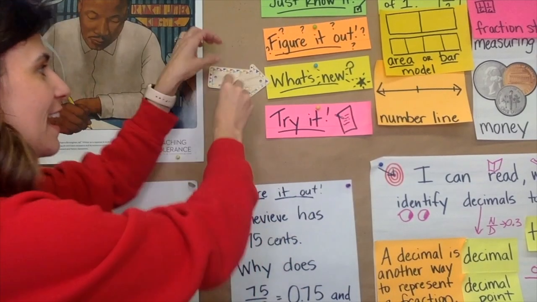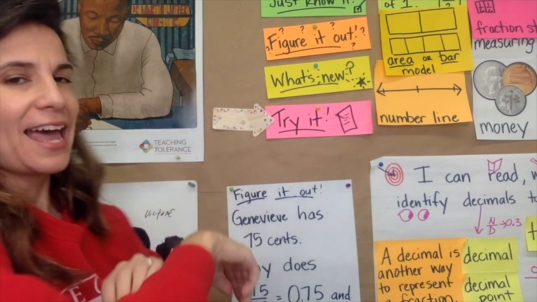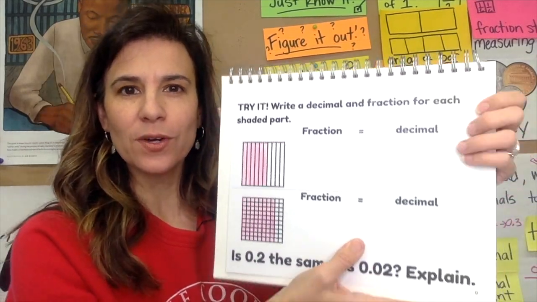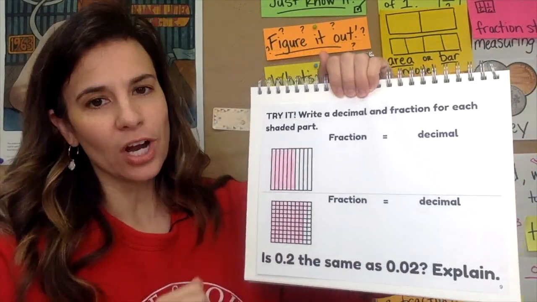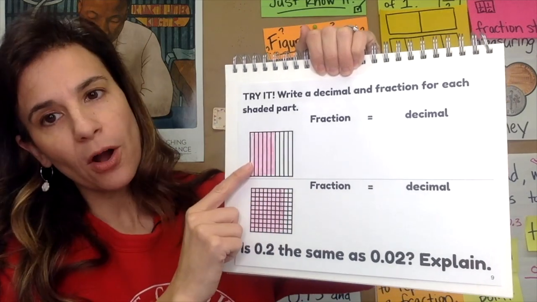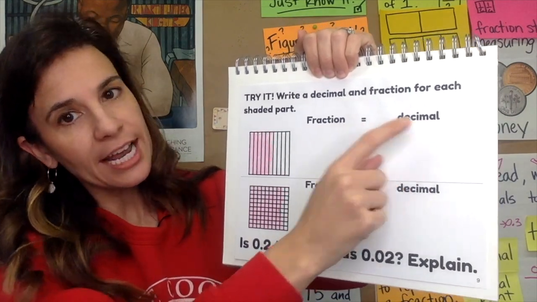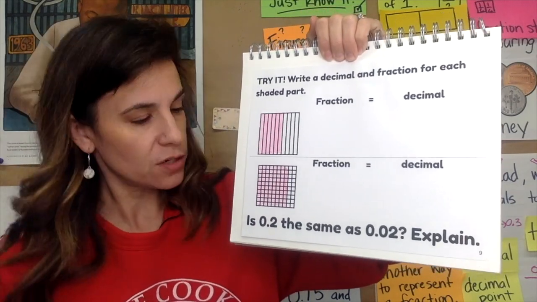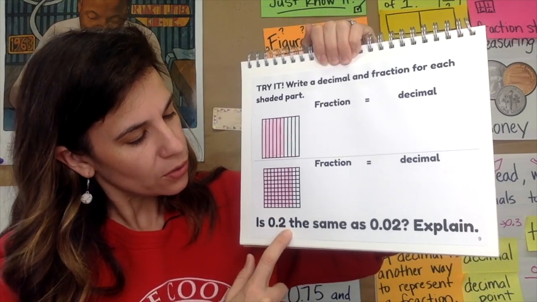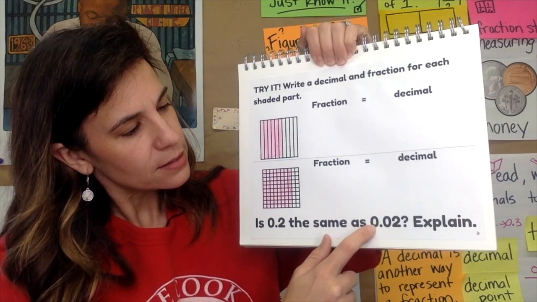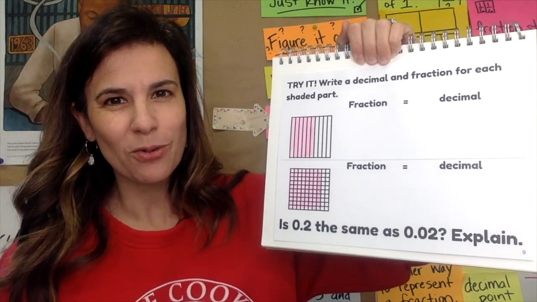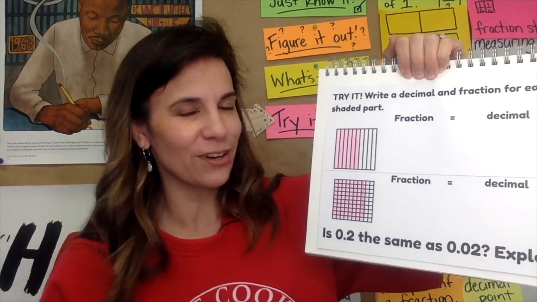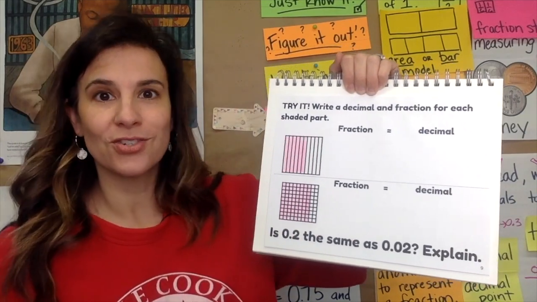I can tell you're getting the hang of it now with those decimals and fraction equivalencies. So for today's try it, you're gonna use what you did with me during What's New to try it on your own, to tell me the shaded part of this whole as a fraction and a decimal. Same thing for this one, except it's a hundreds grid. And then I have a question for you. Is 0.2 the same as 0.02? And that's where that place value chart is gonna come in handy. Explain. And of course, you can always use a grid, a 10 grid or 100 grid to help you.